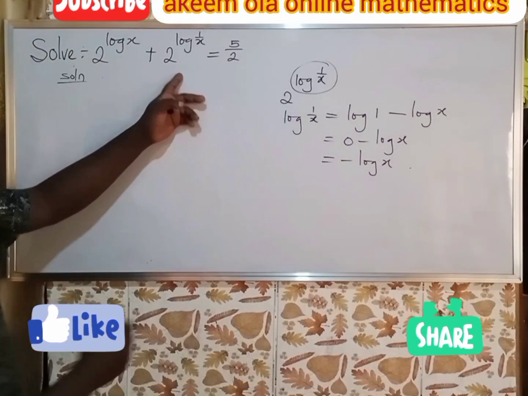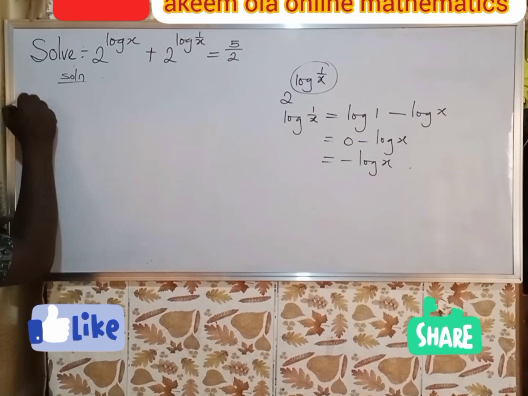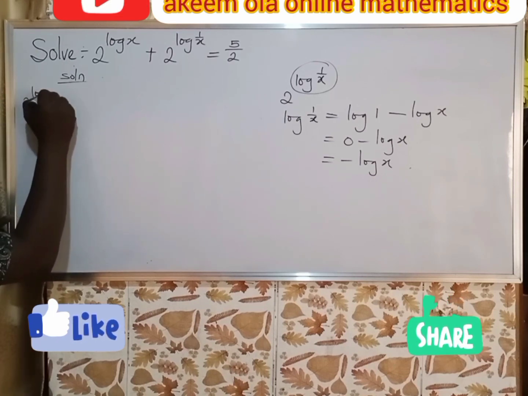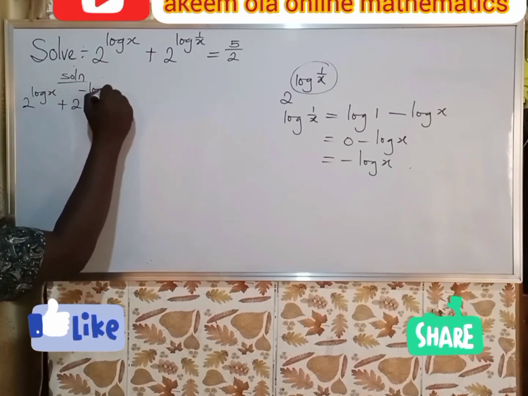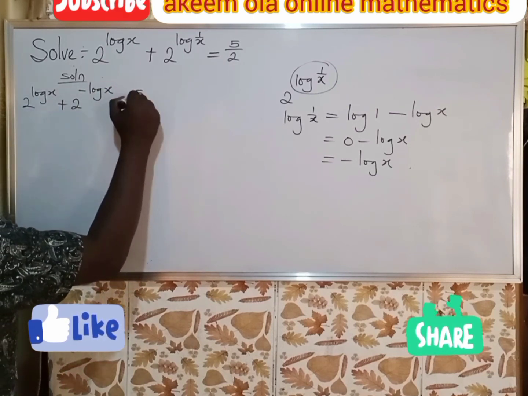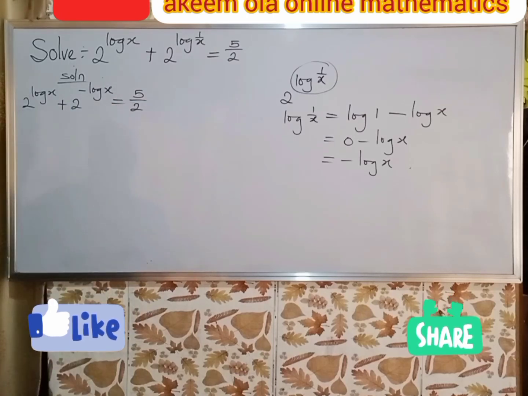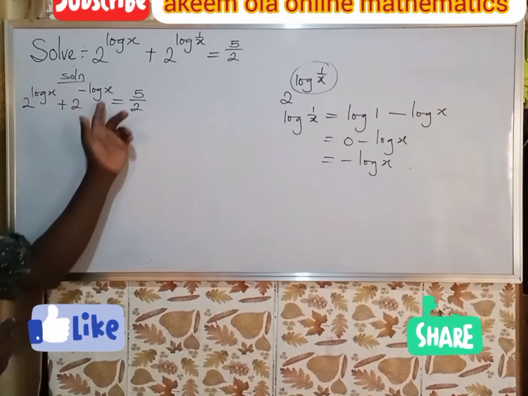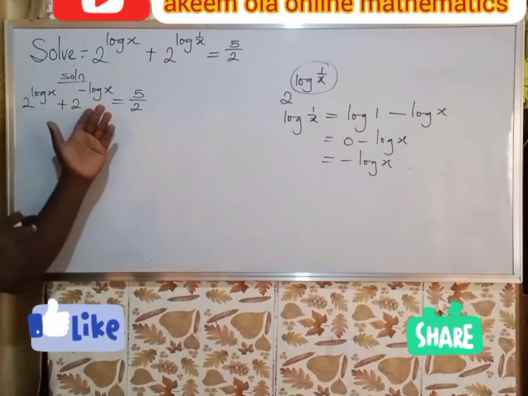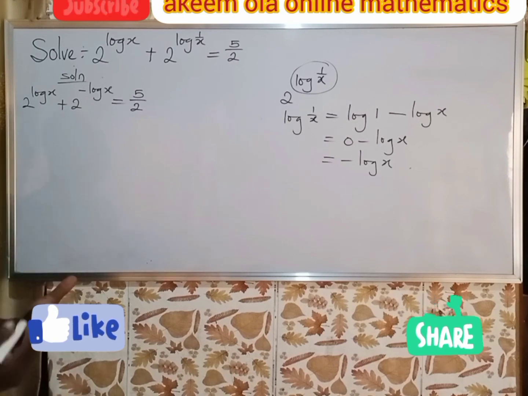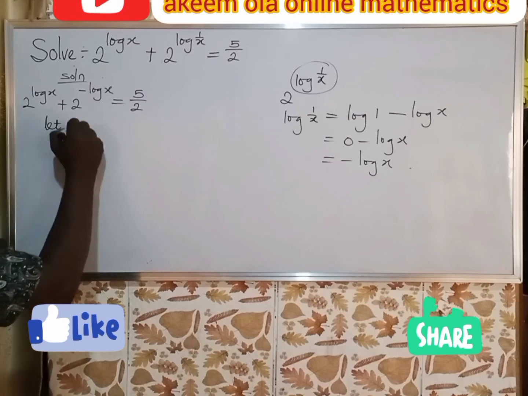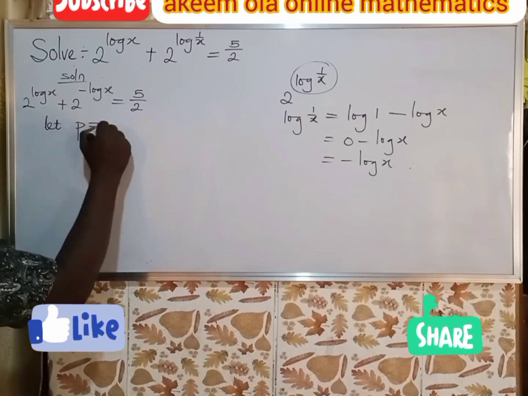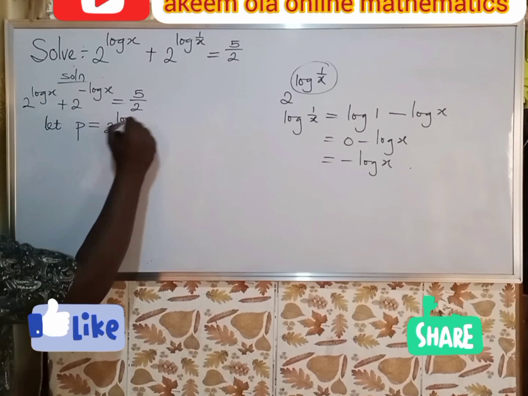So therefore, this question can now be simplified to 2 log x plus 2 minus log x is equal to 5 all over 2. Where can I go from here? Log x is here, log x is here. I can simplify this again. I can write, let's use any letter, let me use y. P is equal to 2 log x.